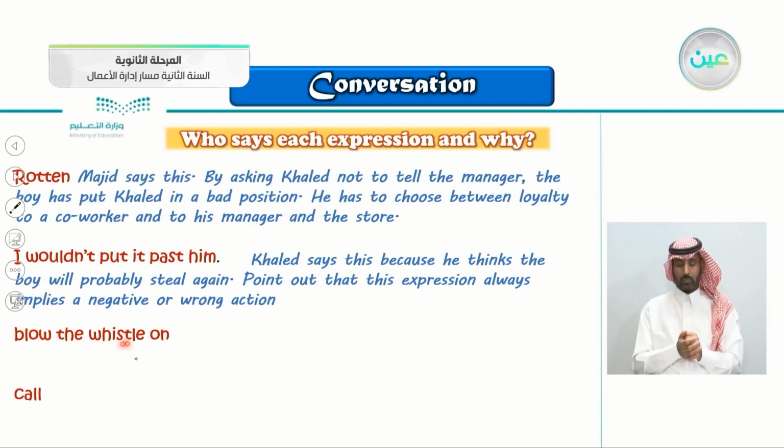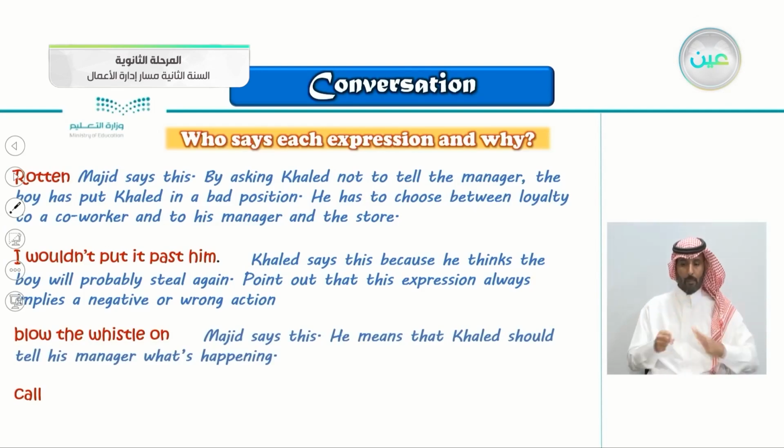Blow the whistle on. Who says this one? Majid says this. He means that Khalid should tell his manager what happened. To blow the whistle, to let everyone know. Majid says this to tell his friend Khalid, you should tell on him.